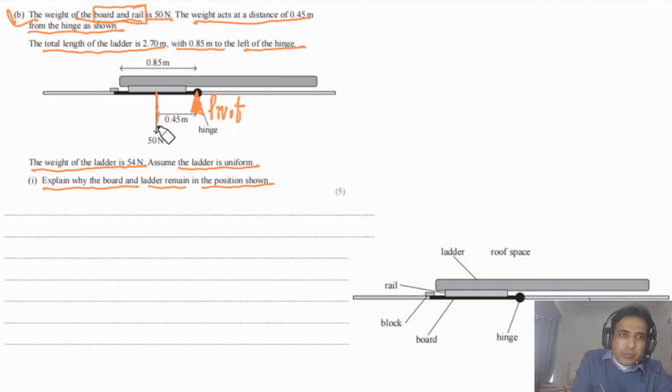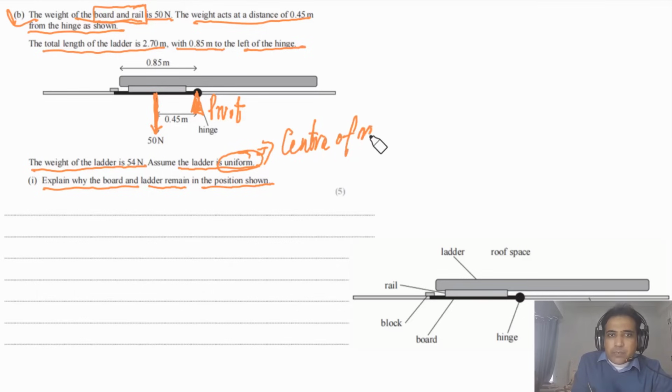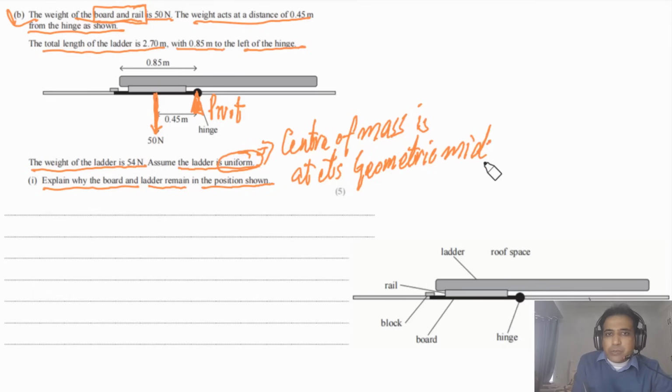So there is moment due to this force, and this ladder is uniform, which means the center of gravity, or simply the center of mass of the ladder, is at its geometric midpoint. This is the meaning of uniform. Geometric midpoint means at the midpoint, so the midpoint will be somewhere here. In this case we simply need to find the moment.